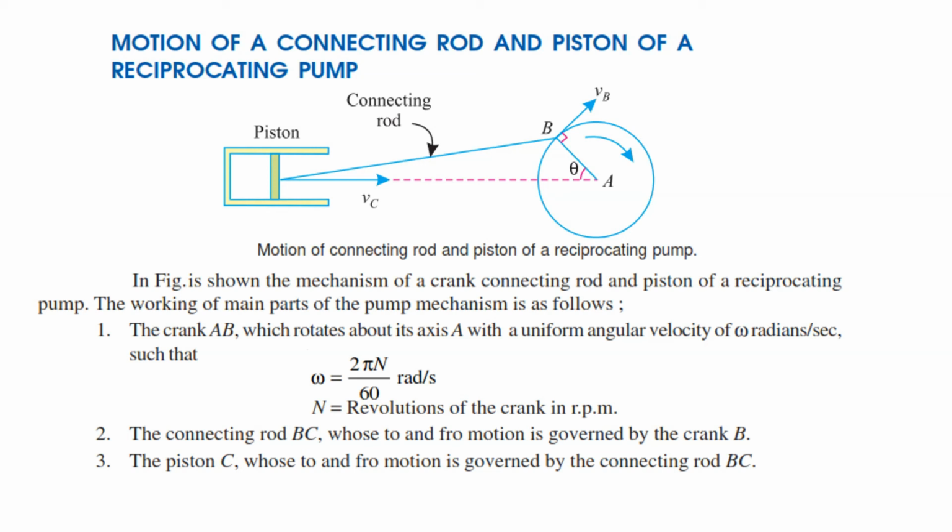Its application is filling air in the tube of a tire. How is that filled? With the help of a compressor. That compressed air is filled in the tube of the tire. So we have a pump, which is for fluid application, and a compressor, which is for air, or you can say gas.